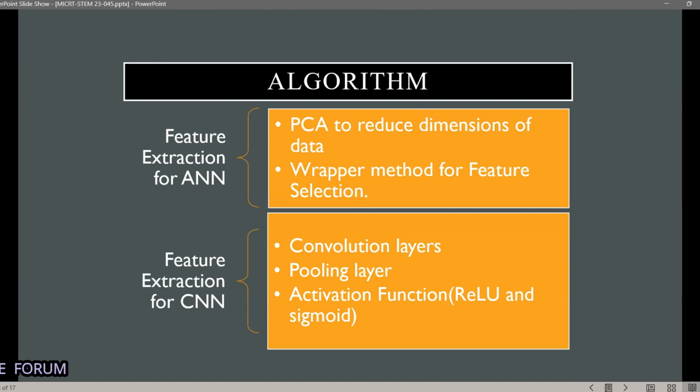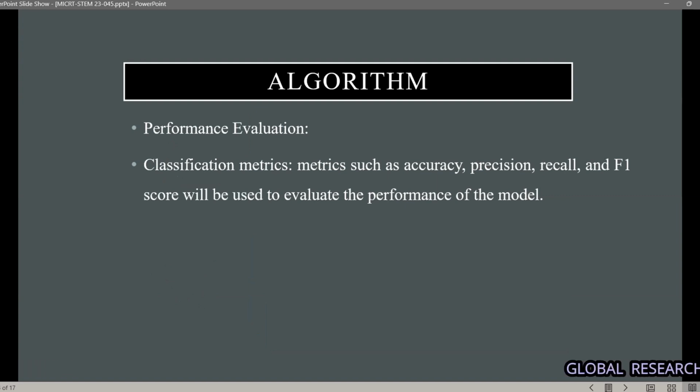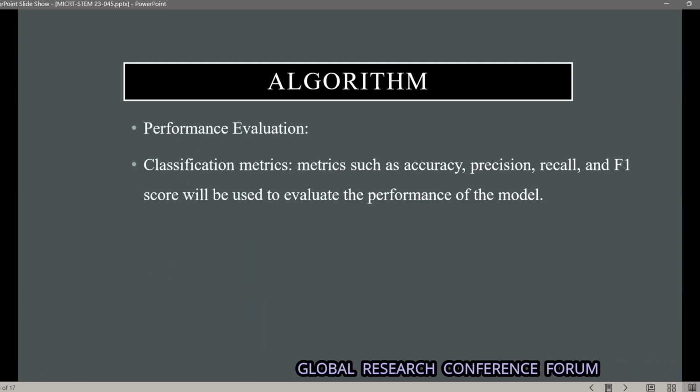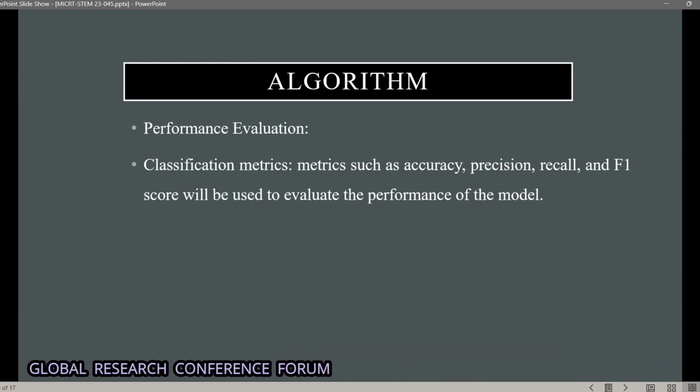Feature extraction for the ANN model: we'll first reduce the dimension of the data by using PCA, and then we'll use a wrapper method for feature selection. For CNN, we use a number of convolution layers to learn features from data and apply filters to the data. Then using a pooling layer, we reduce the spatial dimension of the feature maps output by the convolution layer, and then we use activation functions such as the rectified linear function and sigmoid function to get the output, whether it is PD or non-PD. The performance evaluation uses classification metrics such as accuracy, precision, recall, and F1 score.